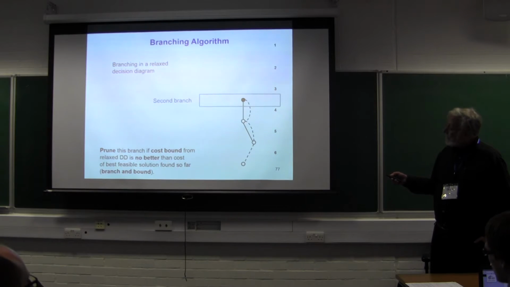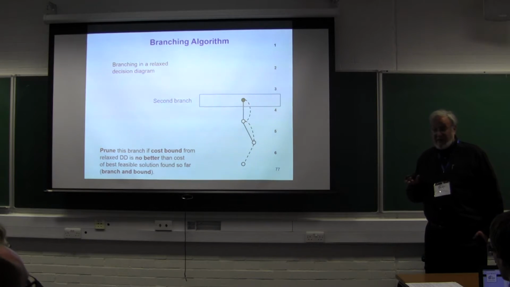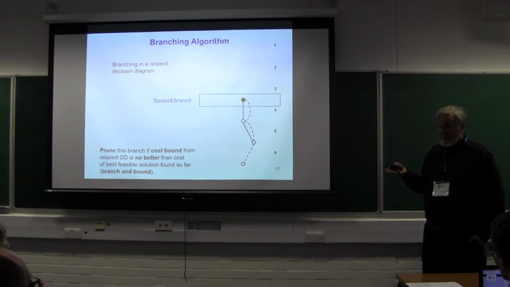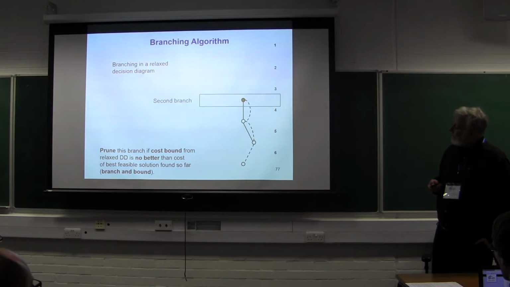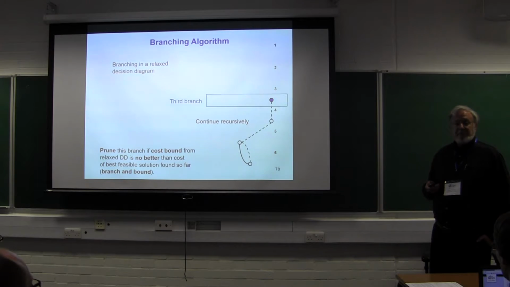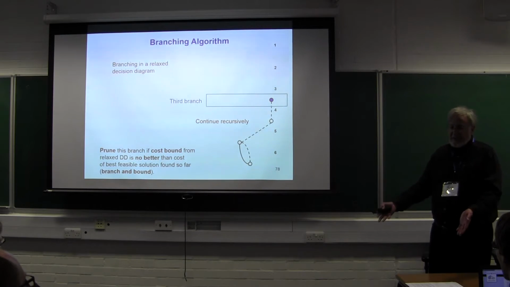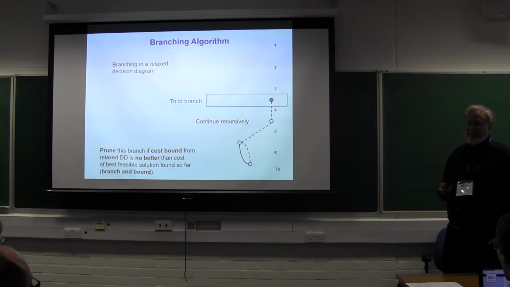So for example, if at the next node, it turns out that the bound we get is no better than the best solution we found so far, the best feasible solution we found so far, then there's no point in searching this branch. That's called branch and bound. So it's done all the time. Something like A star. So you continue in this fashion. And again, for each of these sub-decision diagrams, you can play the same game in a recursive fashion. You can do it first if you want, whatever works for you. So that's the branching strategy.